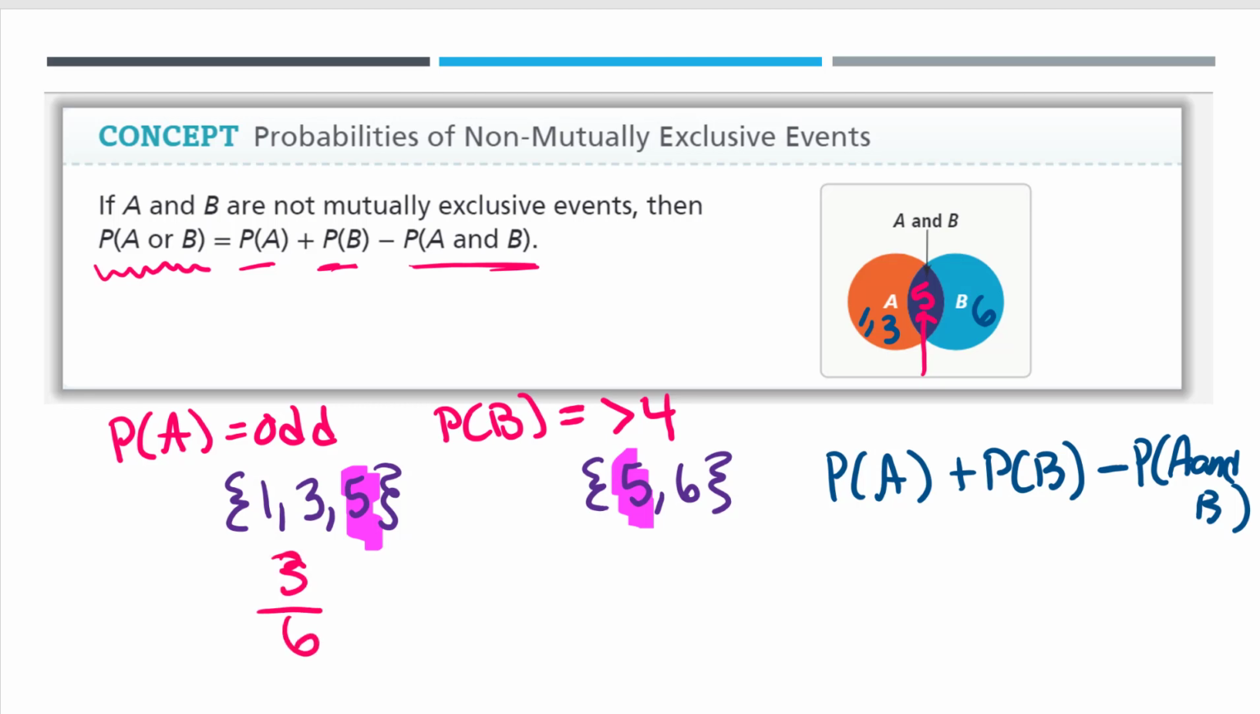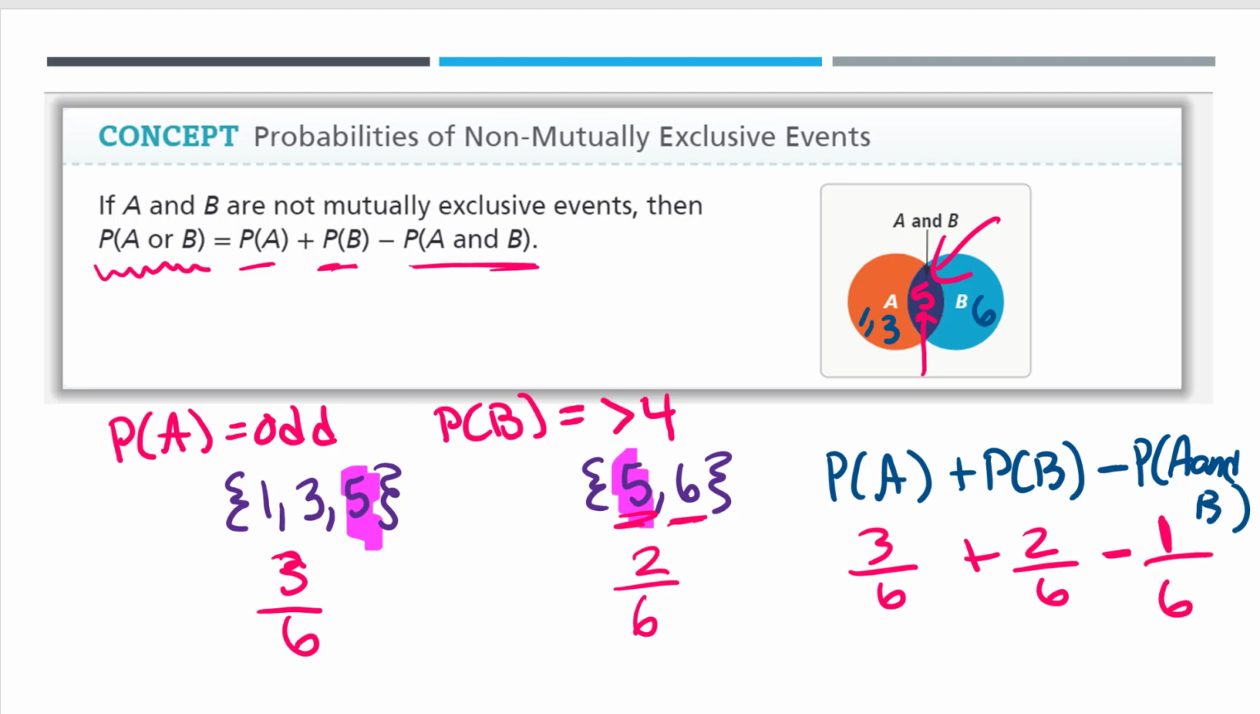The 1, the 3, and the 5, that's 3 favorable outcomes out of a total of 6. The probability of B is greater than 4, so that's 2 outcomes over 6. But again, we've counted that 5 twice, so we need to subtract. So we have 3 over 6 plus 2 over 6 minus how many outcomes are being overlapped? Well, that's only 1. So 3 plus 2 is 5, minus 1 is 4. So that would be our solution.